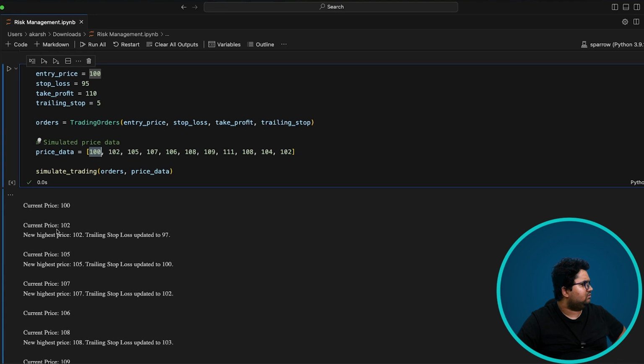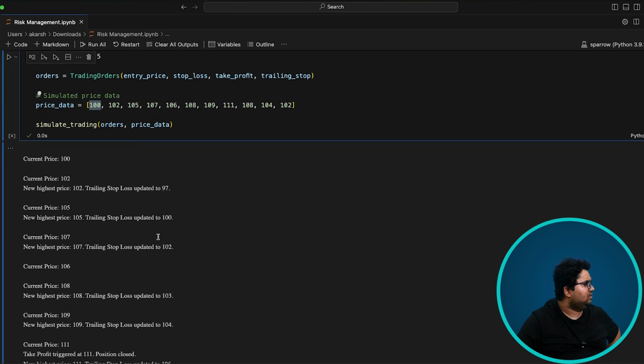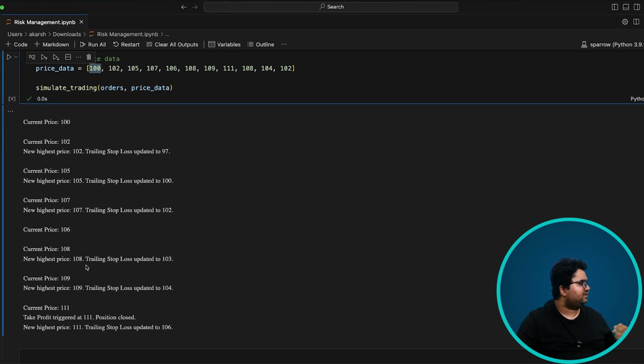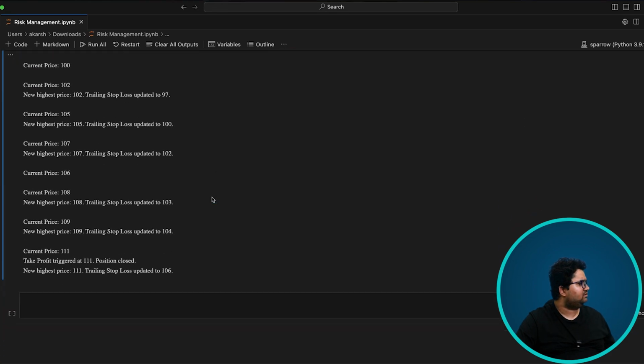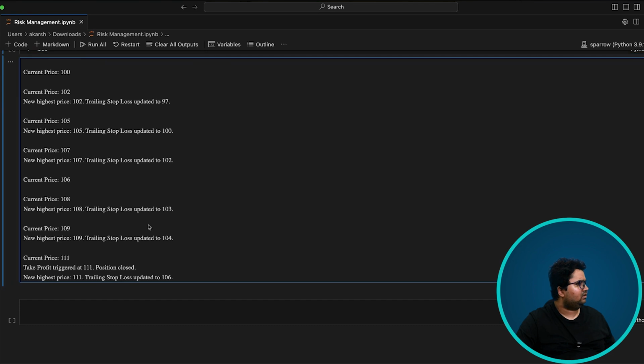So for 102 price movement, the trailing stop loss got updated to 97 basis the same formulas we talked about. For 105, it went to 100. The price went further up, then the stop loss updated to 102, 106, 108, 109. And you can see the stop loss is varying per scenario, etc. So I can change a bunch of these numbers and it'll give me something.